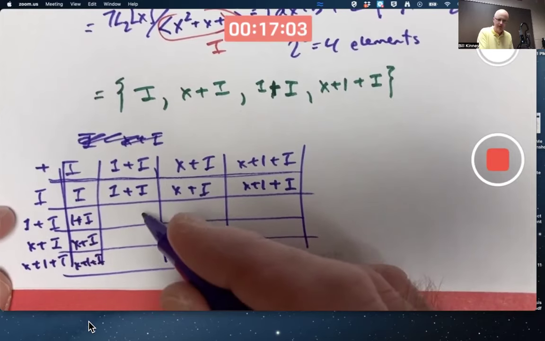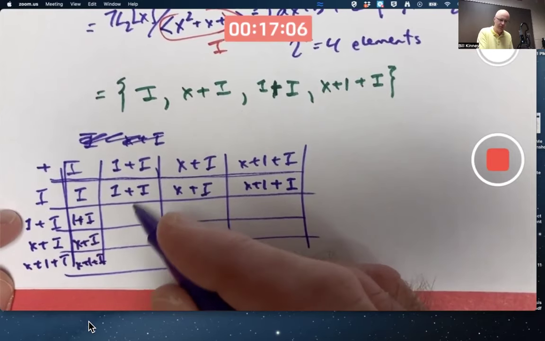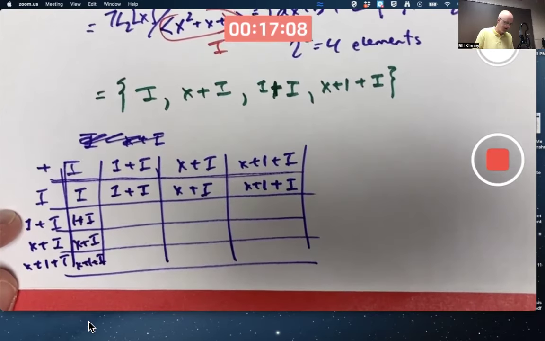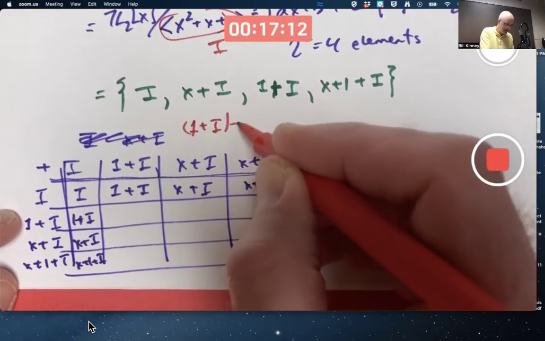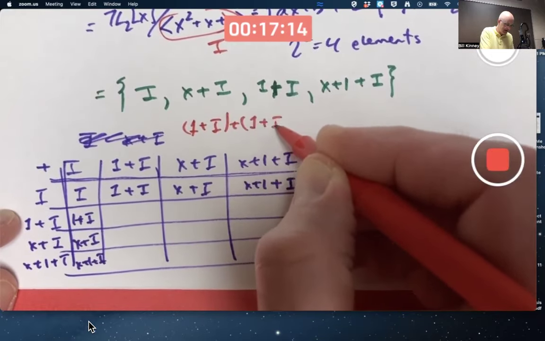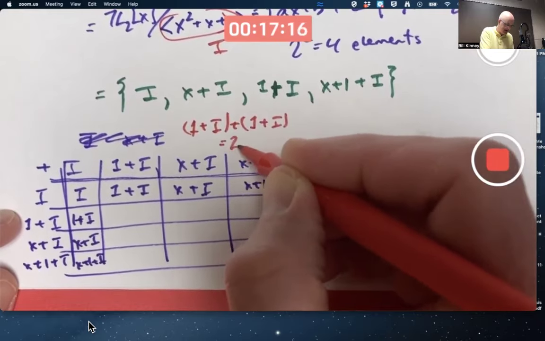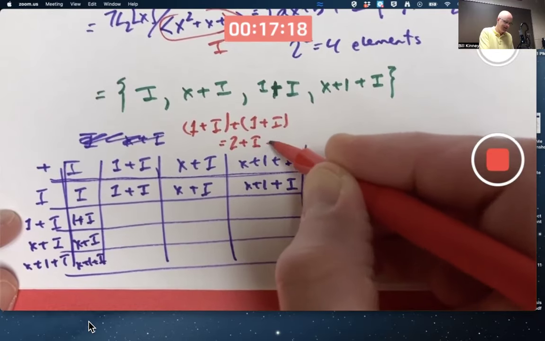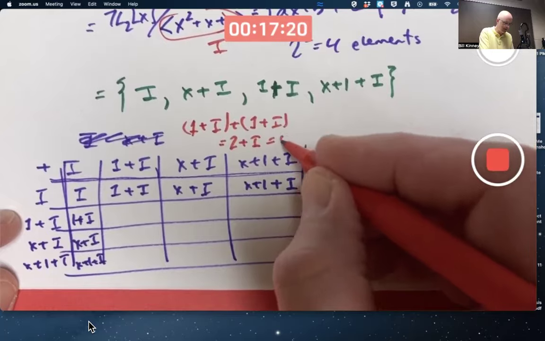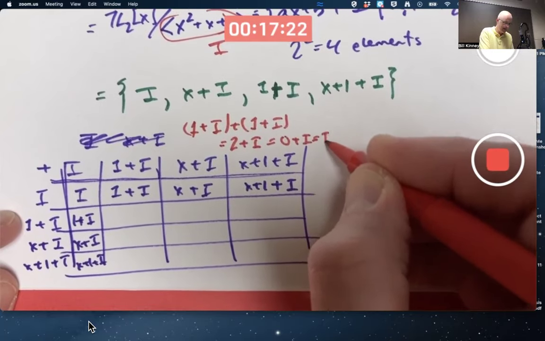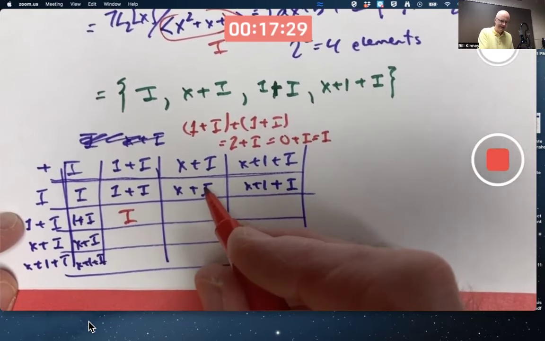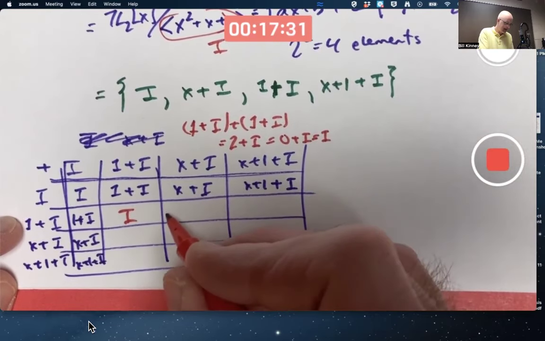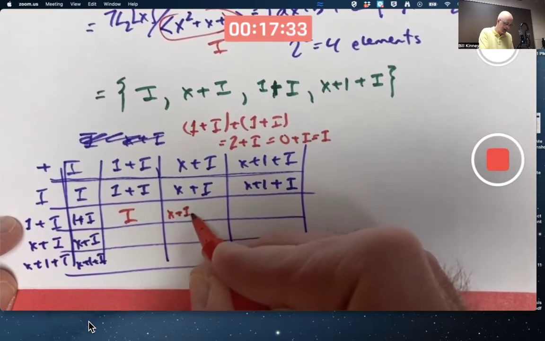What about this one? 1 plus I plus 1 plus I. Do a side calculation here. 1 plus I plus 1 plus I. Well, you could say that's 2 plus I, but in Z2, 2 is the same as 0. That's I. 1 plus I plus x plus I, that would be x plus 1 plus I.